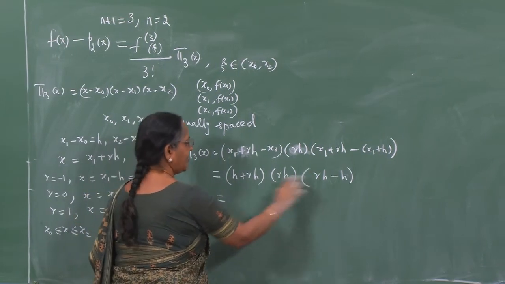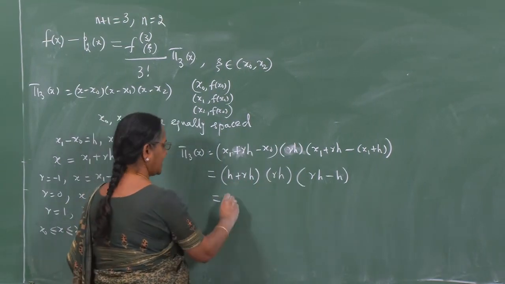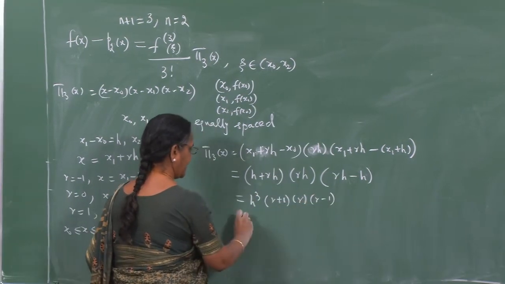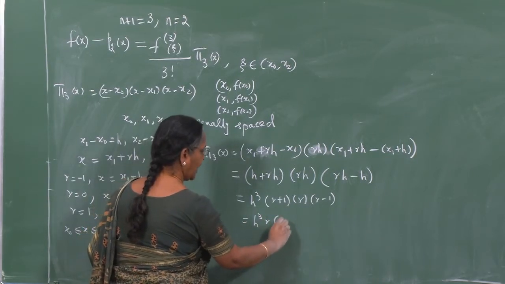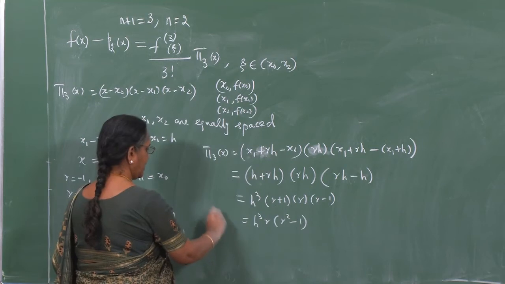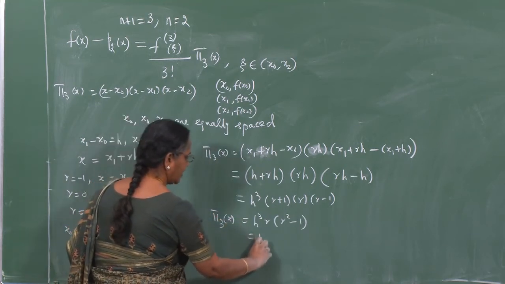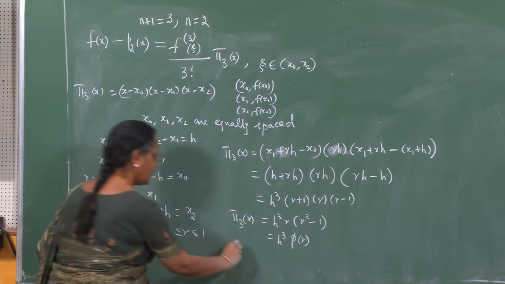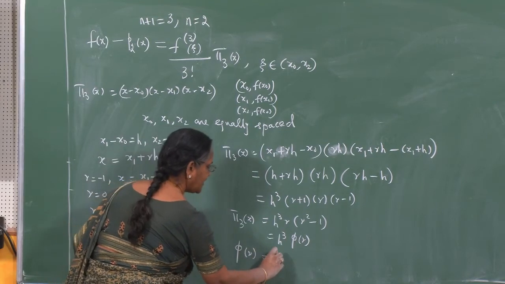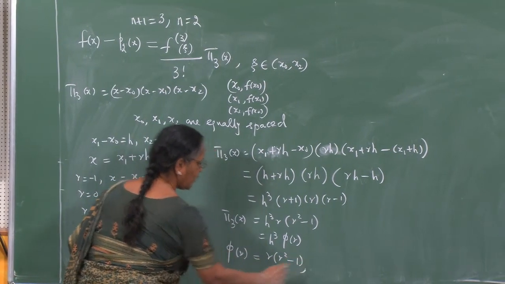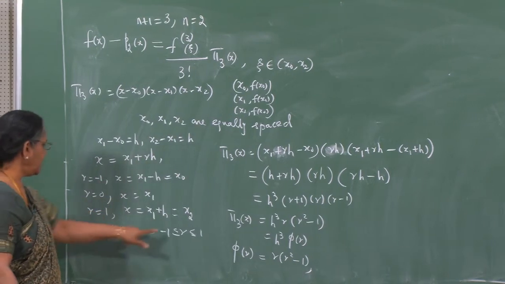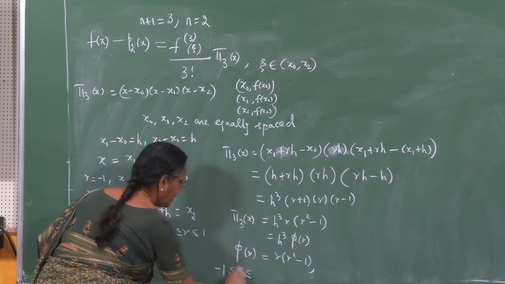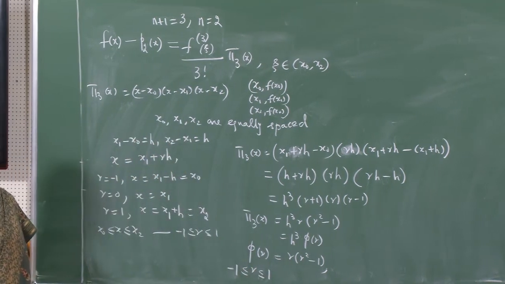So, taking the factor h from each of these, I have h cubed into r plus 1 into r minus 1. So, h cubed into r square minus 1, and that is pi 3 of x. I shall write this as h cubed into phi of r. What is phi of r? Phi of r is r into r square minus 1, and r ranges between minus 1 and plus 1.